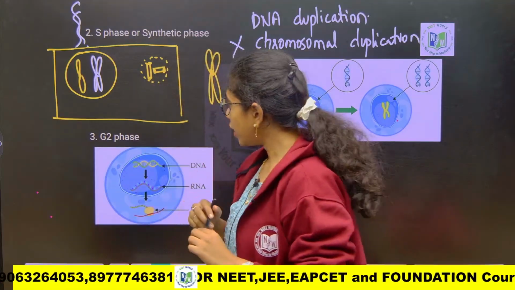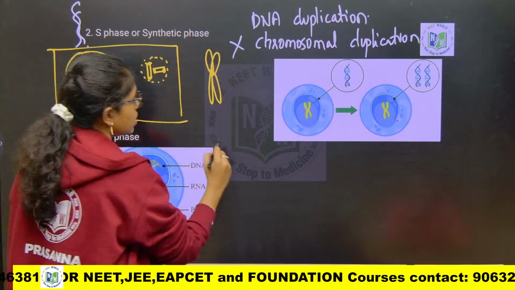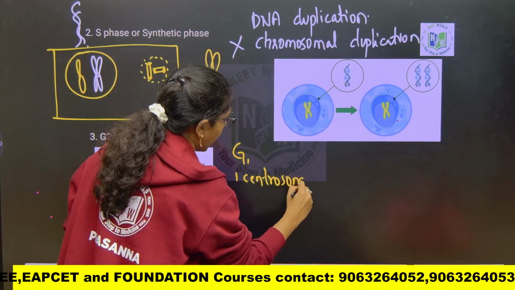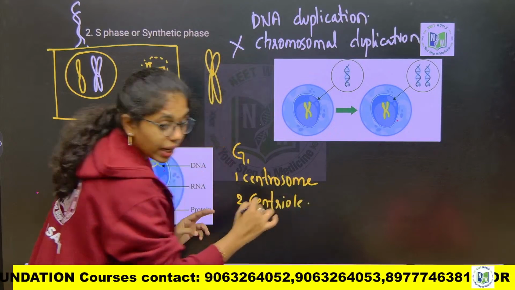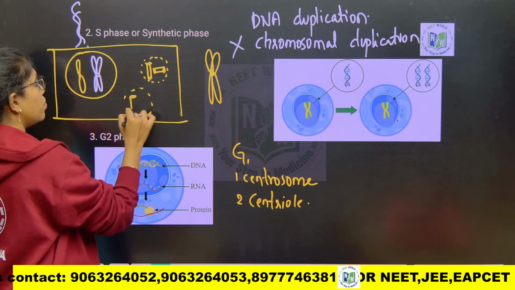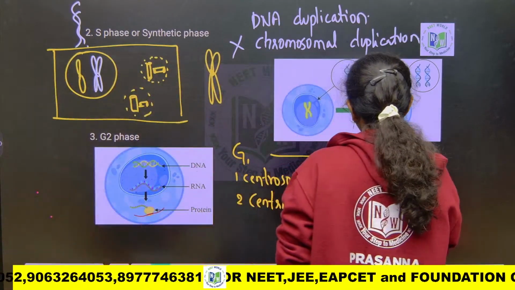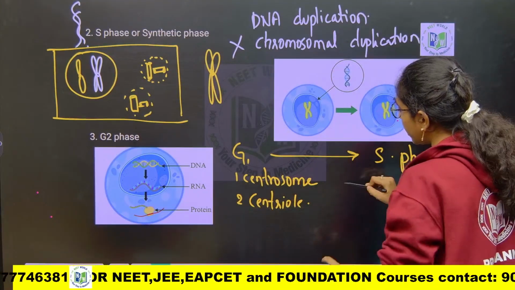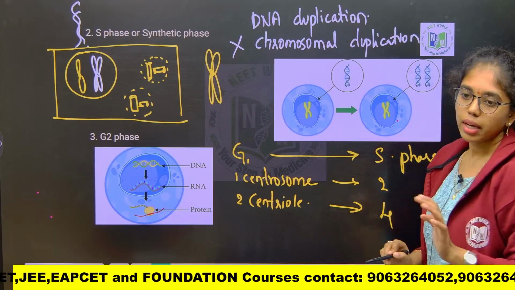S phase. So, let us suppose one centrosome is present in the G1 phase. In G1 phase, one centrosome and two centrioles are present. In S phase, after duplication, one more centrosome with two centrioles will be formed. So if this is the number in G1 phase, what will be the number at the end of S phase? Two centrosomes and four centrioles. Keep that in your mind.